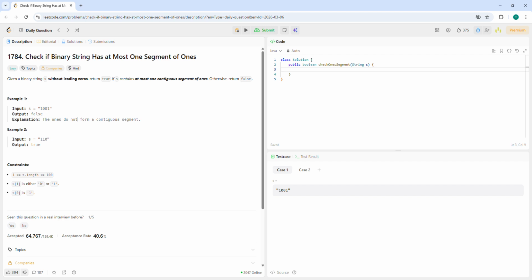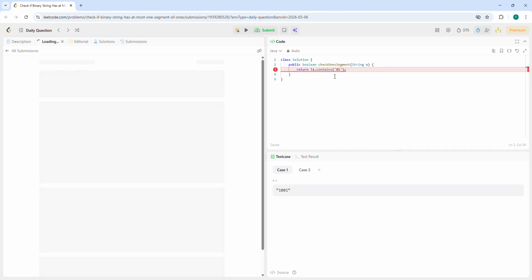So that means that therefore, we could determine whether a string contains 0 or exactly one segment of consecutive ones by checking whether there's a substring of 0, 1. If it does, the condition is not satisfied, otherwise it is satisfied. So we just do that by returning not S contains the substring 0, 1. And that would be pretty much it. That's what we're looking for.